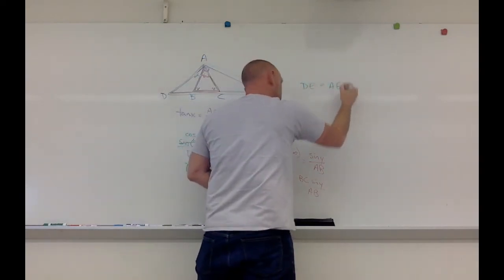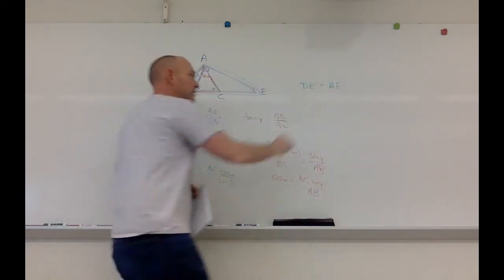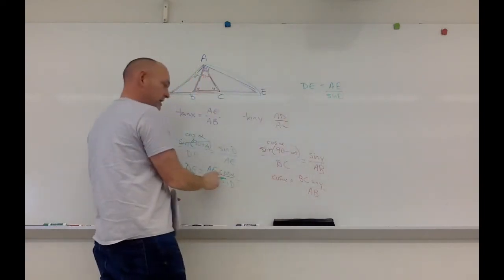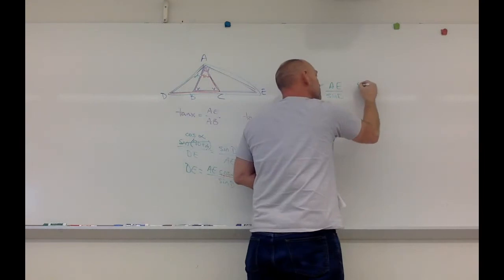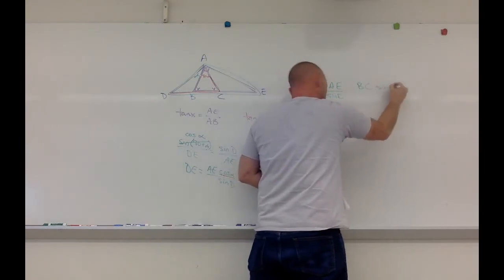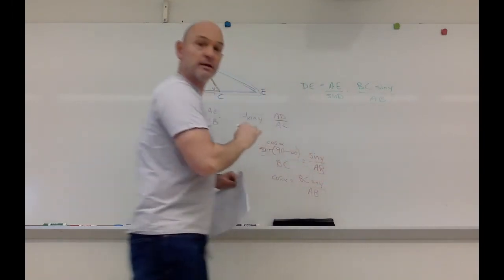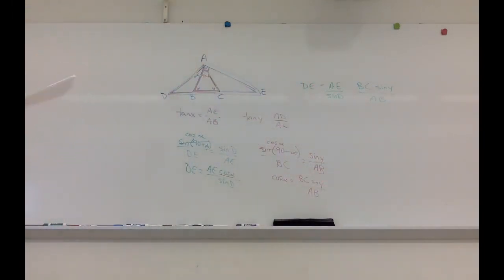I'm going to leave that kind of separate. AE over sine of D. And then the cosine of A is going to become this, BC sine Y over AB for myself. Okay, so now I have that. I'm just double checking that I wrote everything correctly. Yes, I did.